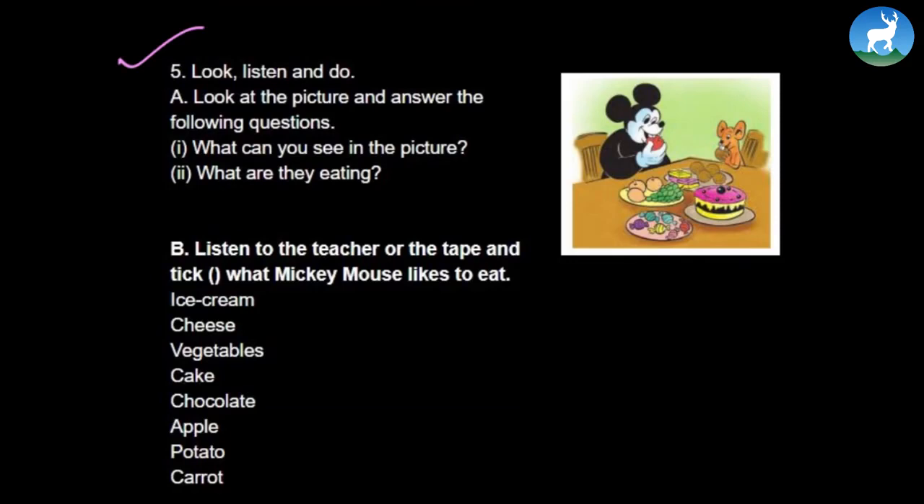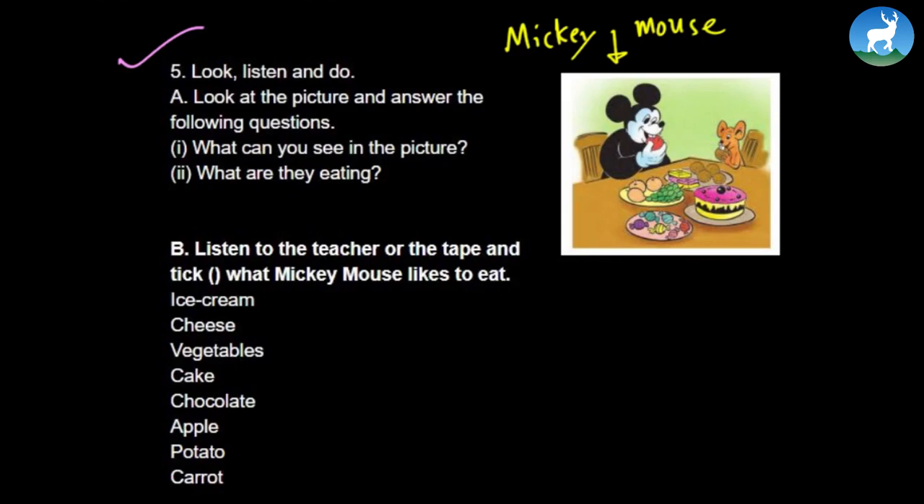You see a mouse? Okay, Mickey Mouse, maybe. Okay, so this can be Mickey Mouse, and this can be some other kind of mouse. They're eating a lot. As you can see, eating an apple, cookies, cake, candies, grapes, apples, mangoes. So they are eating. What can you see in the picture?